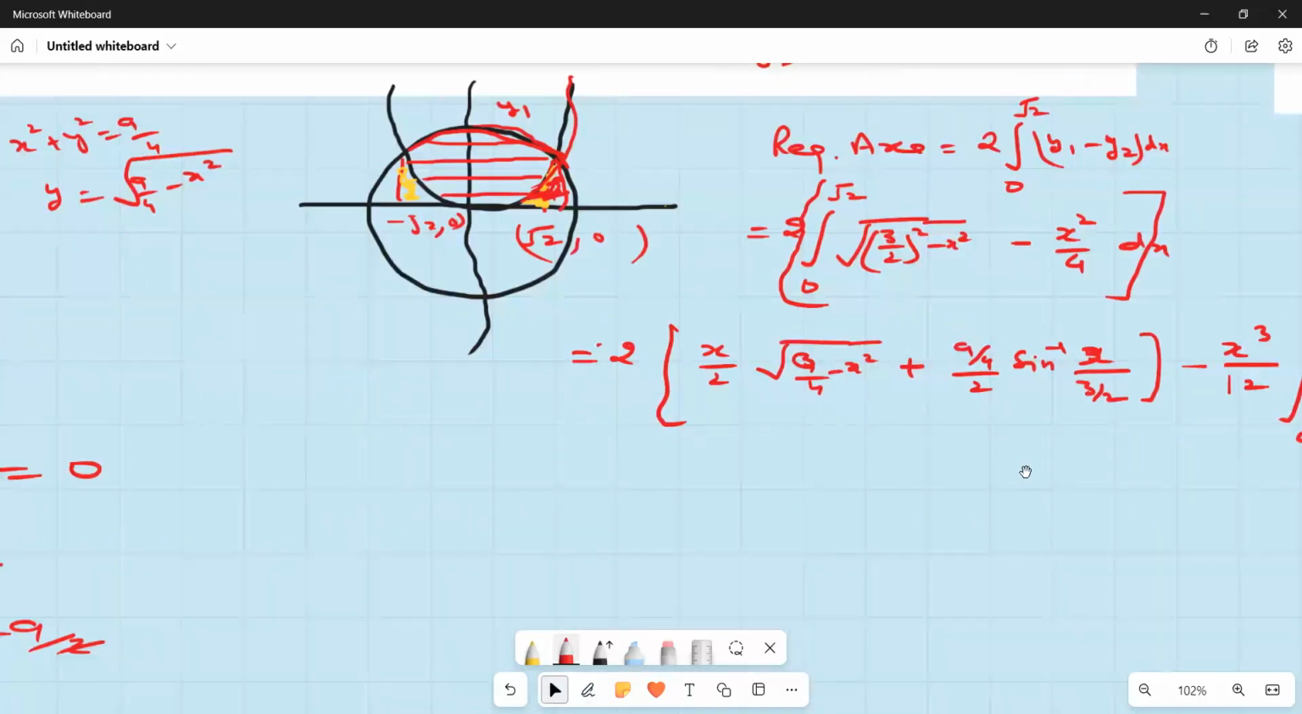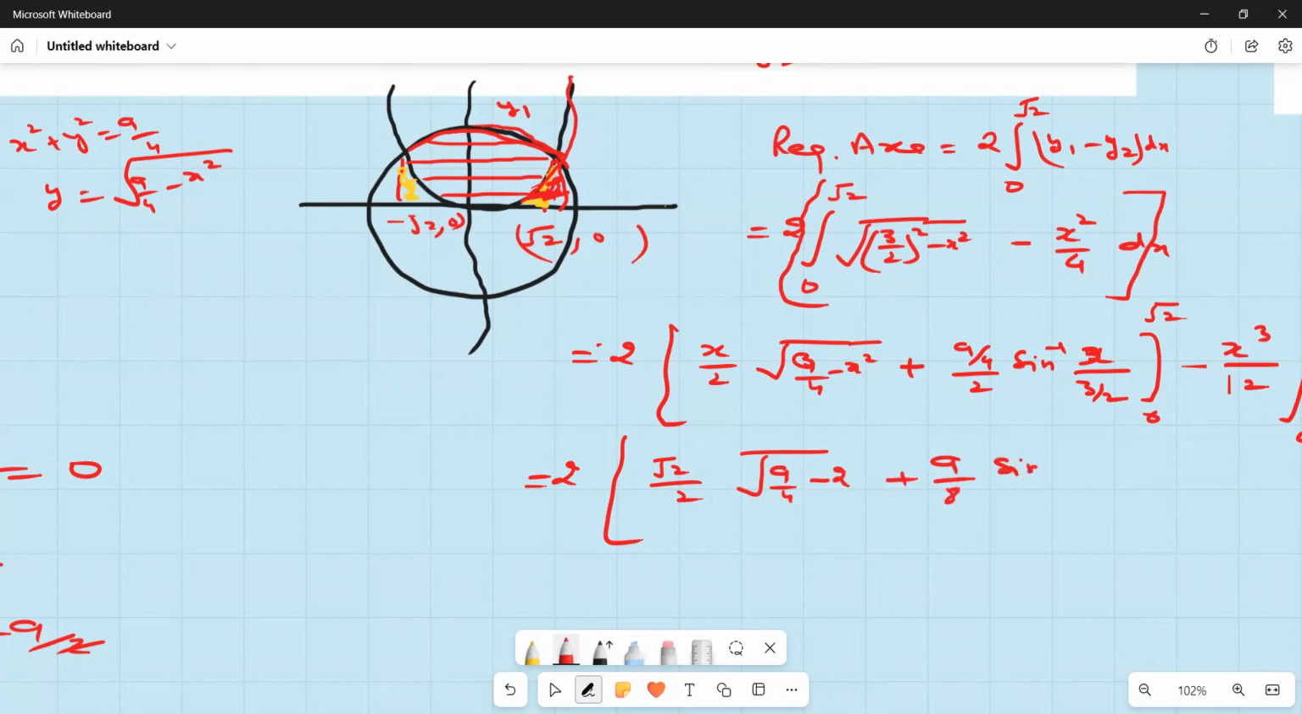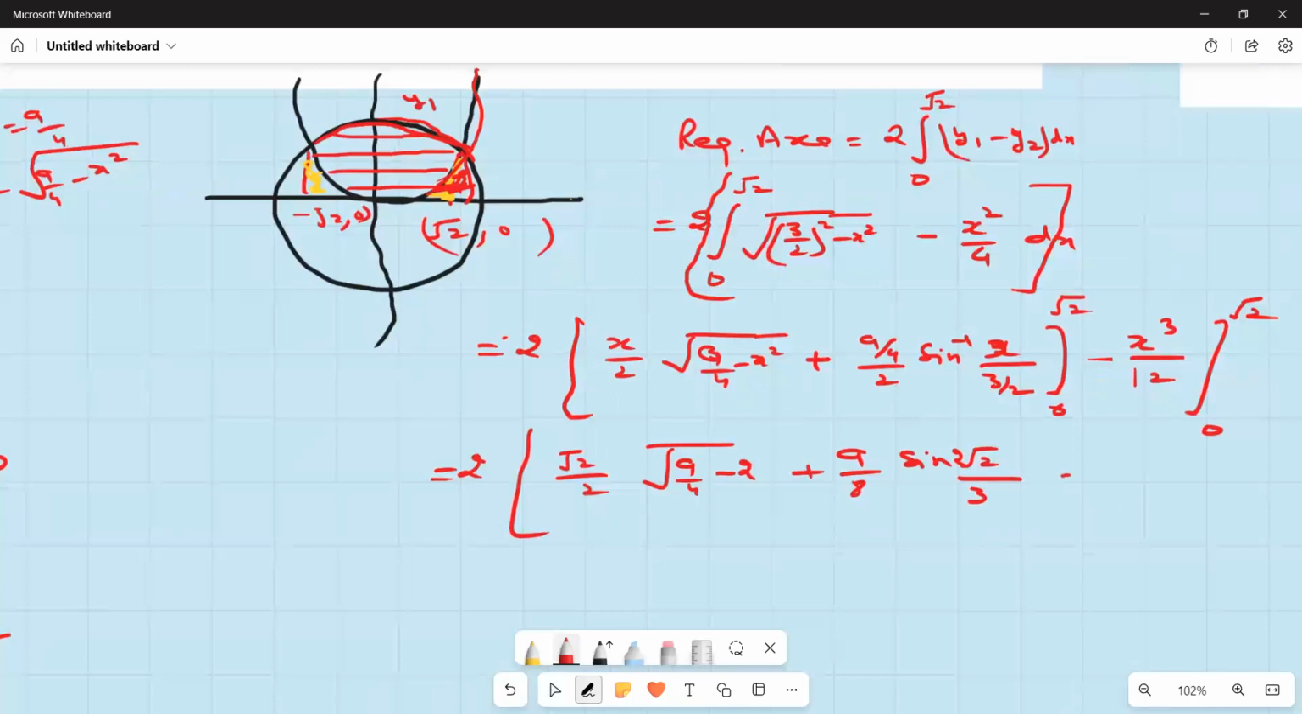So that is equal to, now if I put the upper limit and lower limit, 0 to root 2. So this is 2 throughout, root 2 by 2 into 9 by 4 minus 2, plus 9 by 8 sine inverse root 2 into 2 by 3, right? That is your upper limit, minus 2 root 2 cube is 2 root 2, by 12. And 0, if I put, this is 0, this is 0, this is 0. So 0 will give you all terms 0.